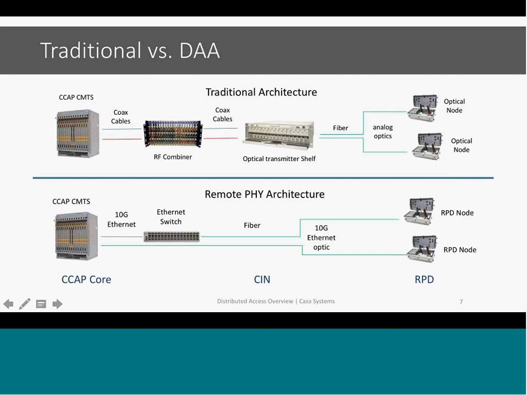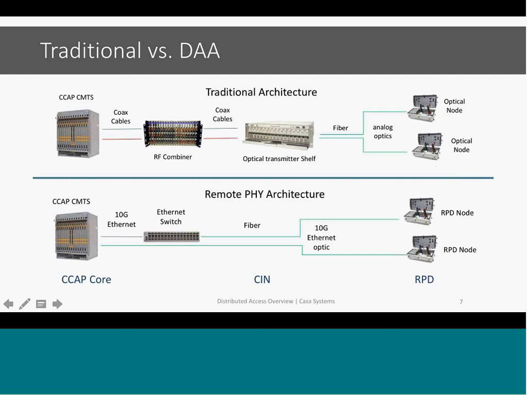There are a few options on how to do that. You can use a switch, or you can do a direct point-to-point. A lot of the folks we're in trials with are doing both. They want to figure out what's the best way to support this architecture within their environment. So they're doing a point-to-point as well, where I have that optic that lives within the CCAP core, and it traverses that fiber that shoots out into the neighborhood and terminates on that RPD node as well.